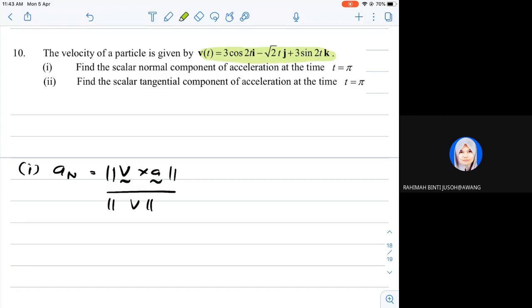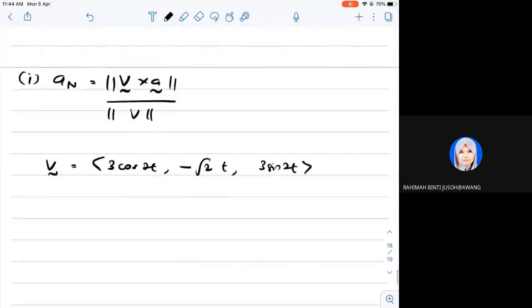So first, you have to find A as well. Alright, so V is given as 3 cos 2t, negative square root 2t, and then 3 sin 2t, like this. So now to find A, how do we find A, the acceleration?